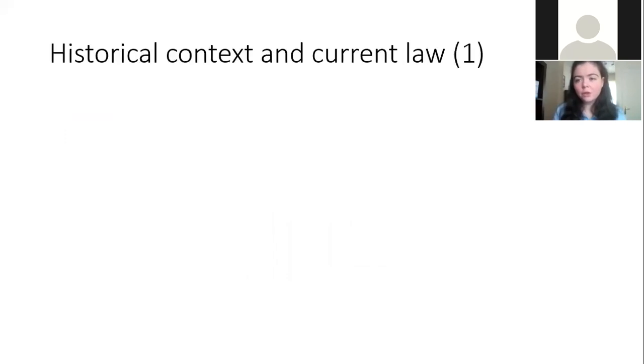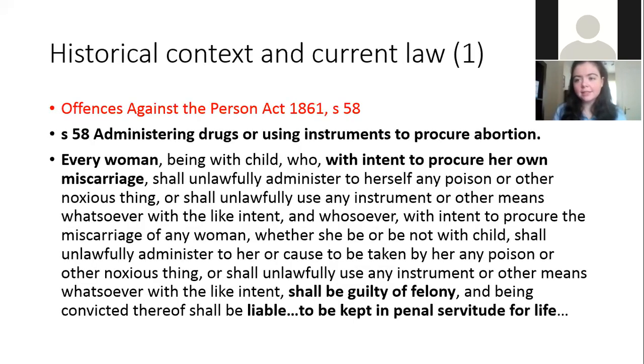I've called this historical context because we're taking you back to 1861, but this law is still in force. This is fully legally standing. This is still relevant. So, Offences Against the Person Act 1861, it's a Victorian statute. Section 58 says that a woman with the intent to procure her own miscarriage, i.e. get an abortion by means of a poison or other noxious thing, or using an instrument, etc., shall be guilty of a felony and be liable to be kept in penal servitude for life.